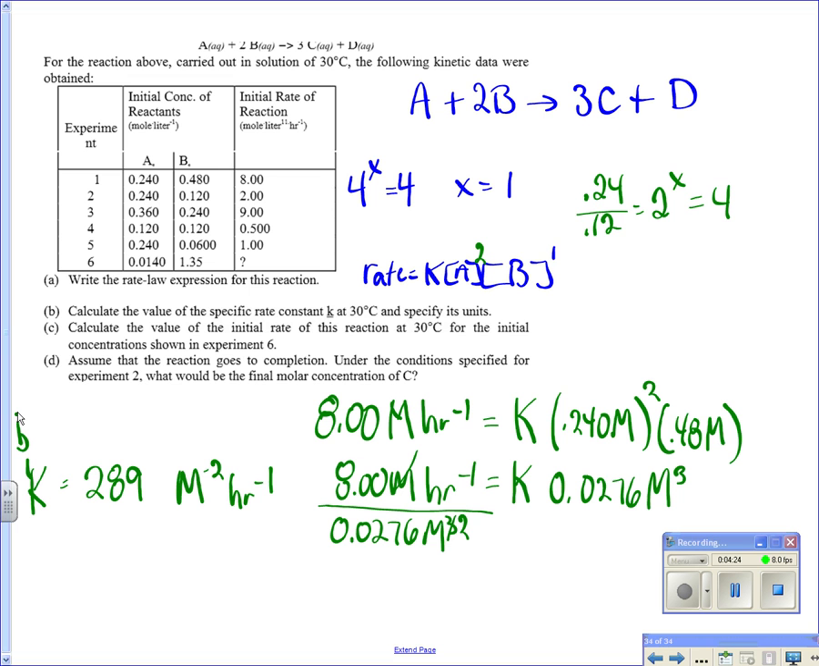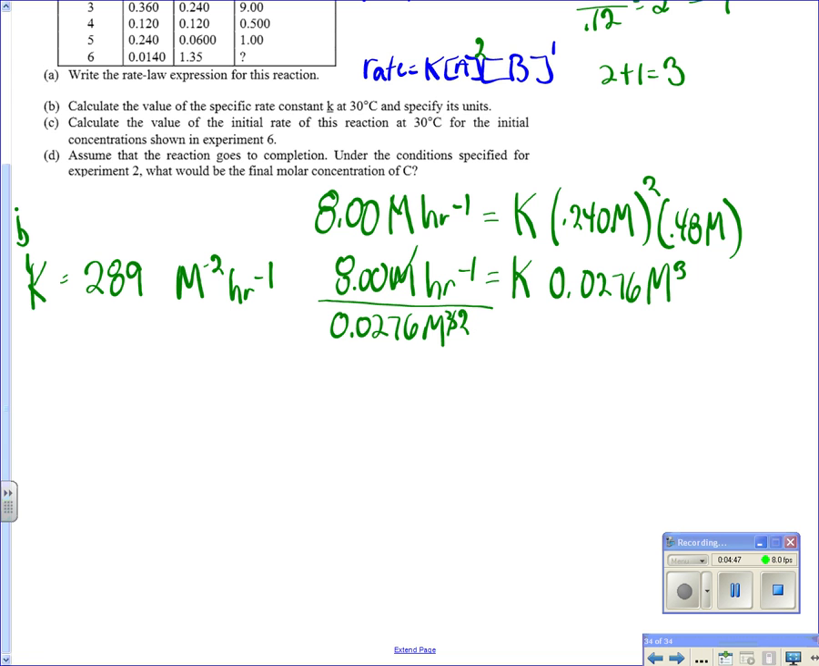A good double check on that is I see my overall order of the reaction is 3. So 2 plus 1 equals 3. And I know the unit for K will always be 1 down from that, to the negative. So there's molarity to the negative 2. So that works. So that's 3. Then the next question, C, they want us to just plug into that formula.